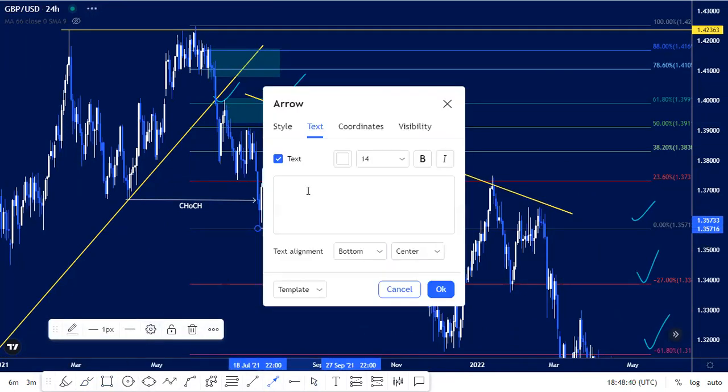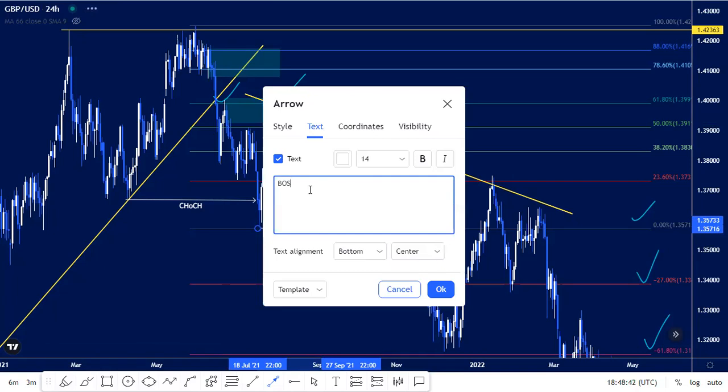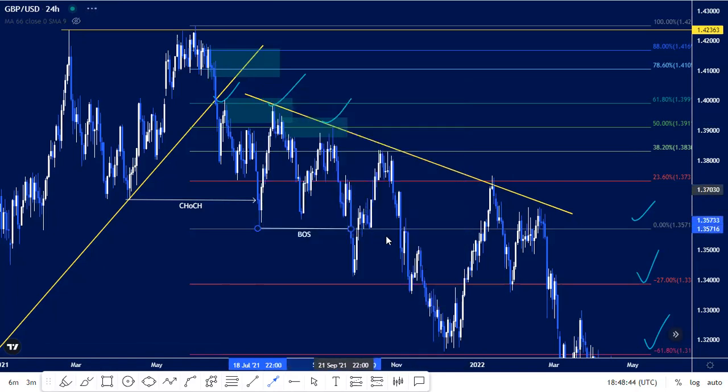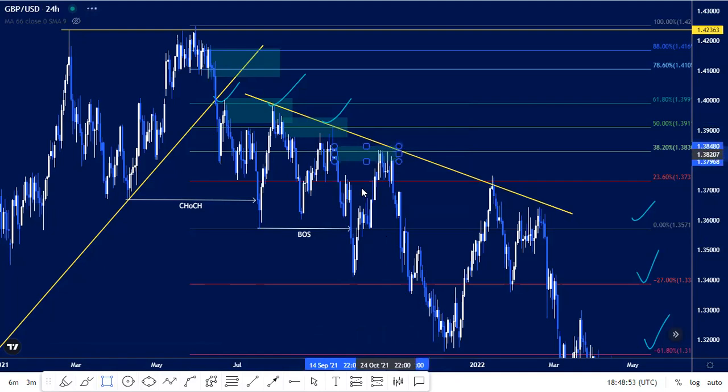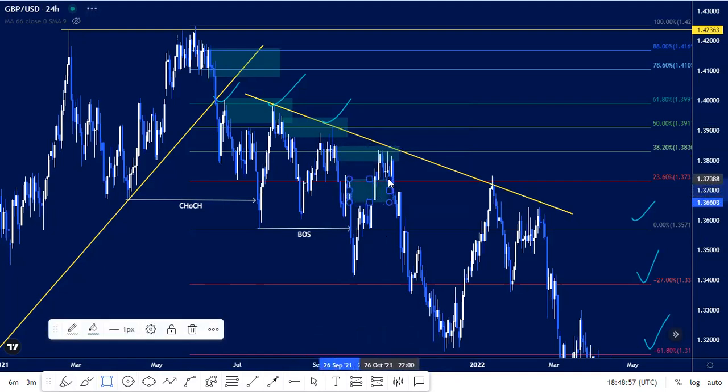Break of structure. Break of structure. After a break of structure, we expect the same thing: a pull back. Pull back where? This is our supply zone then. Why am I not selecting this supply in between here? Why am I not selecting this supply in between here?